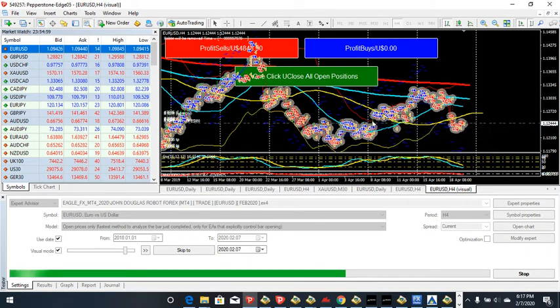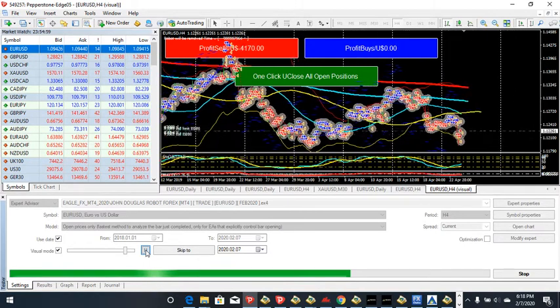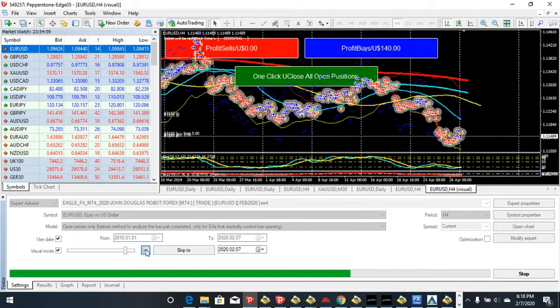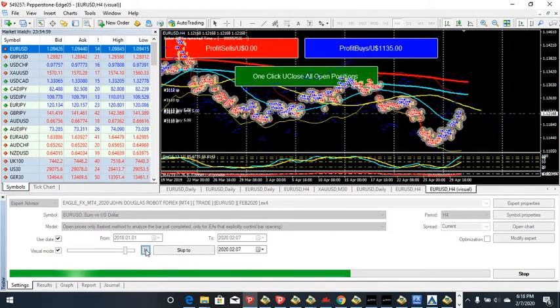So when the blue dot starts, then the red dot stops. When the red dot starts, the blue dot stops. Either or, neither nor. Okay?